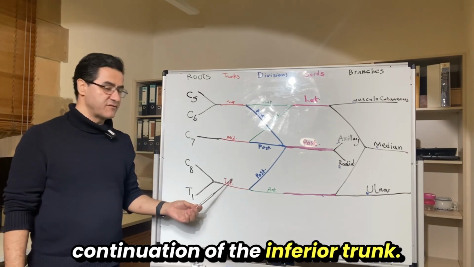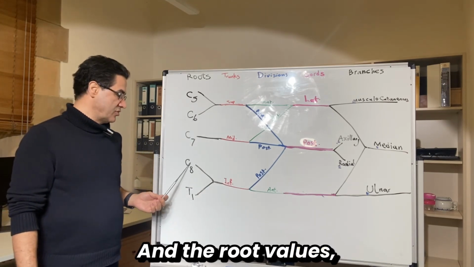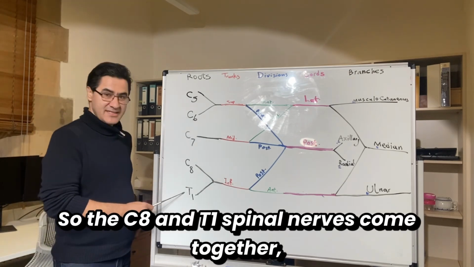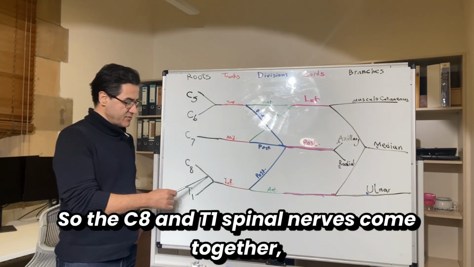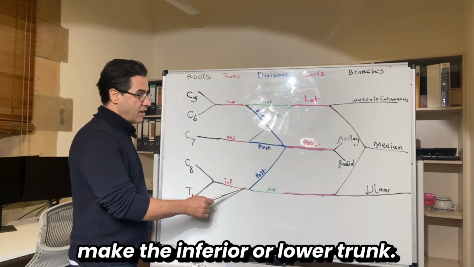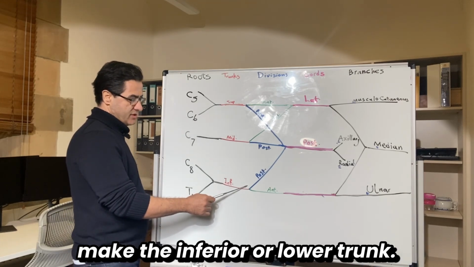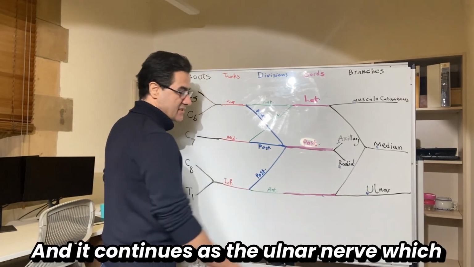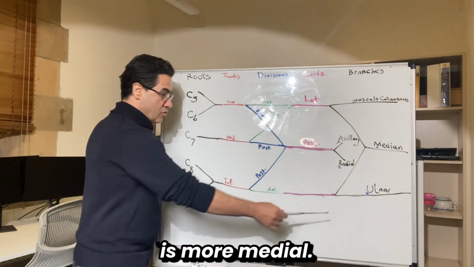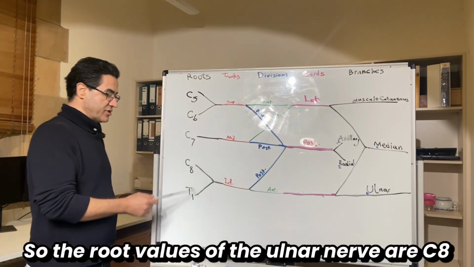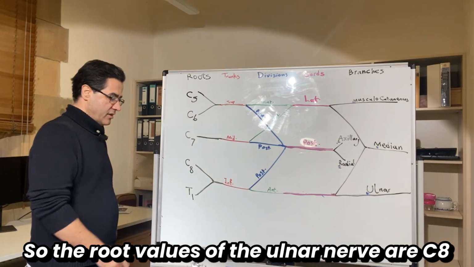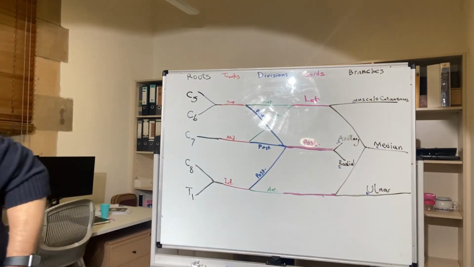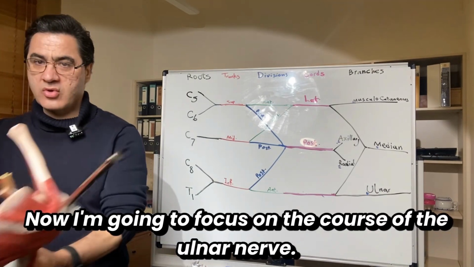a continuation of the inferior trunk and the root values C8 and T1. So the C8 and T1 spinal nerves come together, make the inferior or lower trunk, and it continues as the medial cord, and it continues as the ulnar nerve, which is more medial. So the root values of the ulnar nerve are C8 and T1 spinal nerves. Now I'm going to focus on the course of the ulnar nerve.